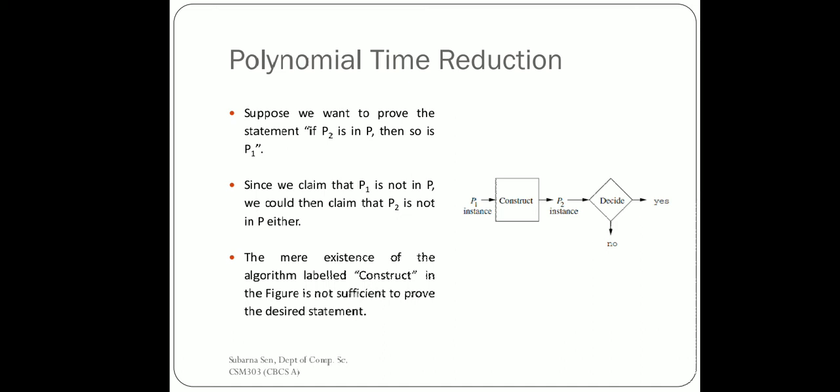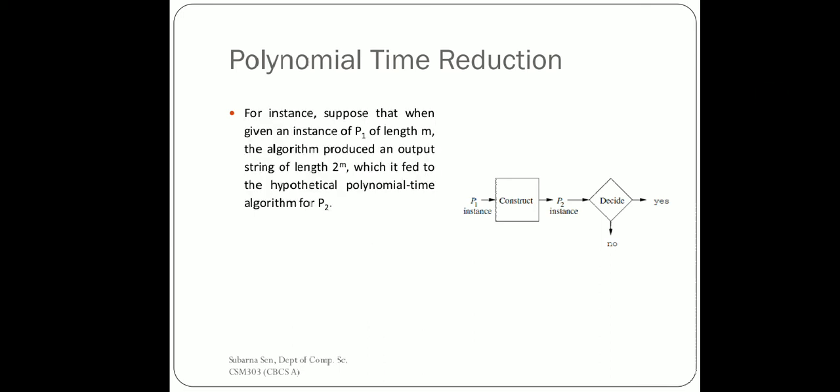Here the construct is not sufficient to prove it, so how to prove that, we will see here. For instance, suppose that when given an instance of P1 of length m, the algorithm produced an output string of length 2 to the power m. Why? Because we know that P1 is not solvable in polynomial amount of time, so we are assuming this kind of fact. That means 2 to the power m is an exponential factor, right? So if P1 is given an instance, or a string of length m, then the algorithm is going to produce an output of length 2 to the power m.